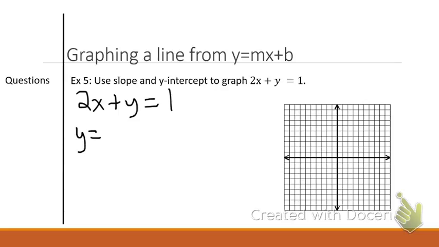Not going to show that step. This is something that you should be able to do right now. Subtract 2x from both sides. We get y equals -2x plus 1.